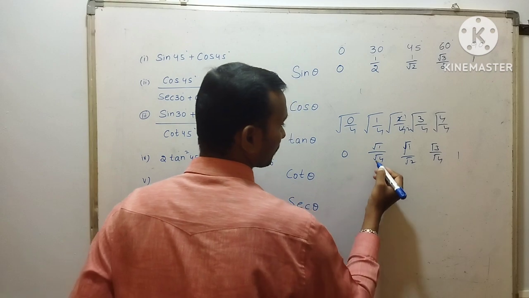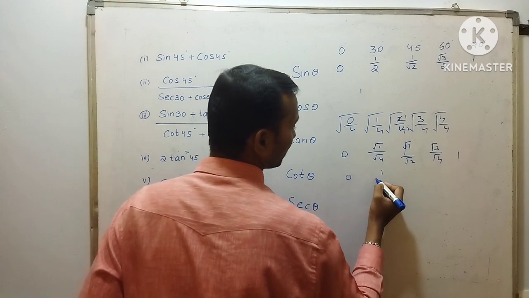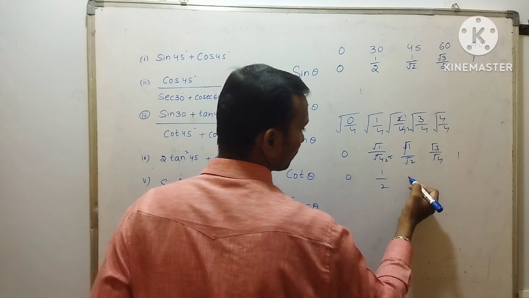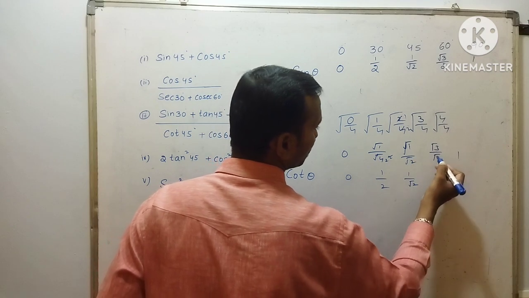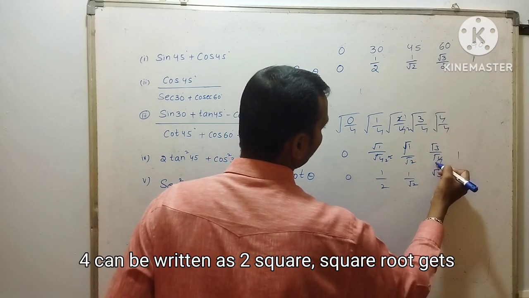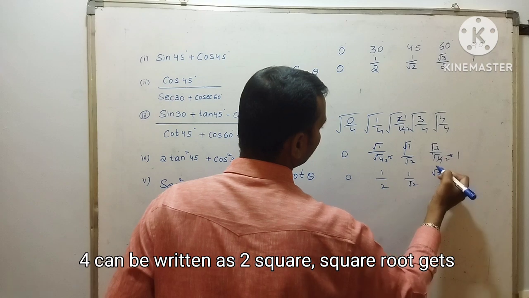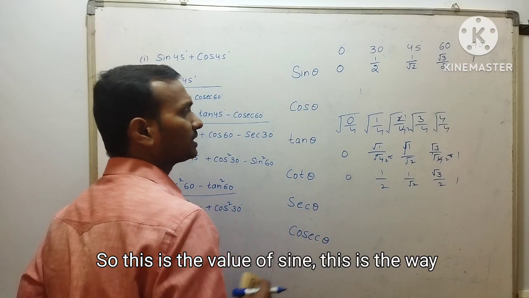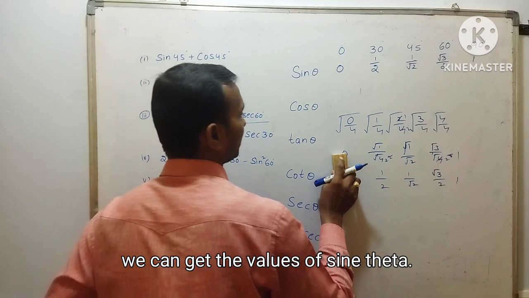This is 1. So this 1 by 4 is nothing but 2 square. Square and root gets cancelled. 1 by 2. 1 by root 2. Root 3, 4 can be written as 2 square. Square and root gets cancelled. Root 3 by 2, 1. So this is the value of sine. This is the way we can get the values of sine theta.